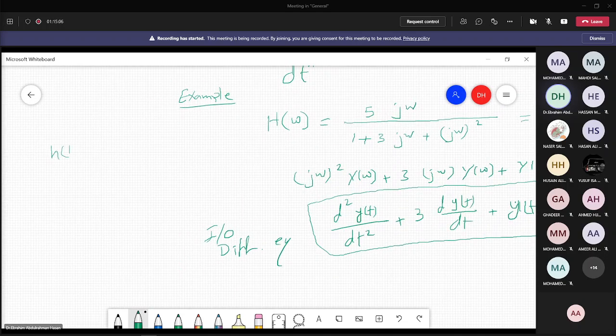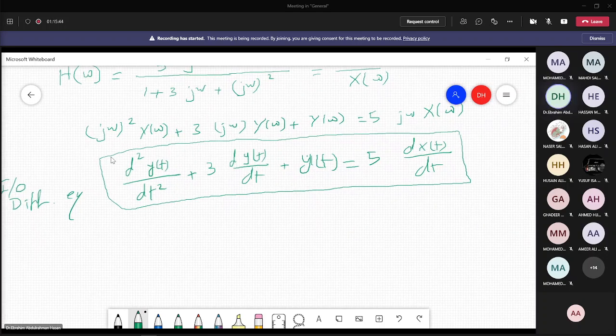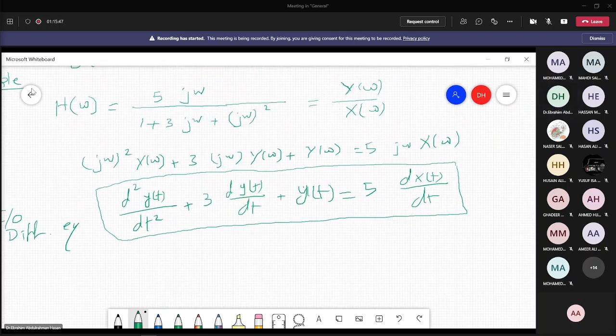Impulse response, h of t; frequency response; and input-output differential equation. So we can give you one of these, and you should be able to find the others. If we give you h of f, you should be able to find the input-output differential equation, or if we give you the input-output differential equation, you should know how to find h of f and h of t. If I have the input-output differential equation, then again it is very easy to find h of omega.